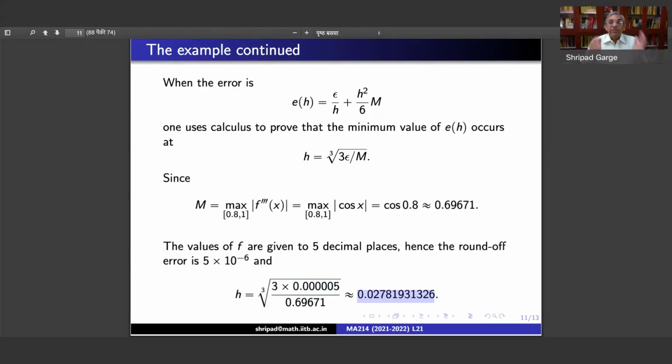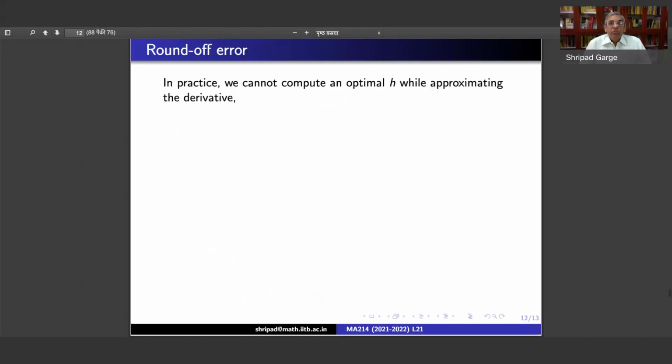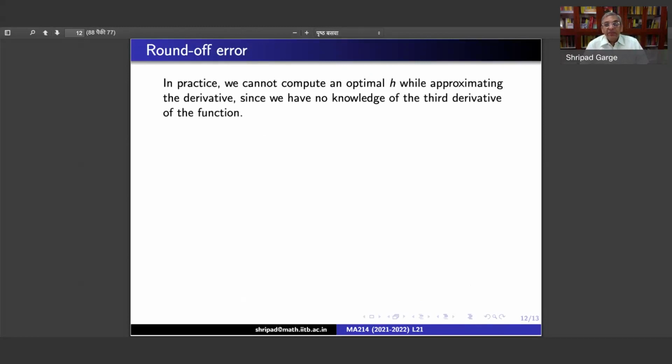So in some explicit examples, we can compute the optimal value of the h that we need to get the best approximation. It's not going to be possible to compute this optimal h because you will need the knowledge of the third derivative. Here we were lucky to have the information on the third derivative, so we could compute the optimal value. But in general, it will not be possible to compute this optimal value.